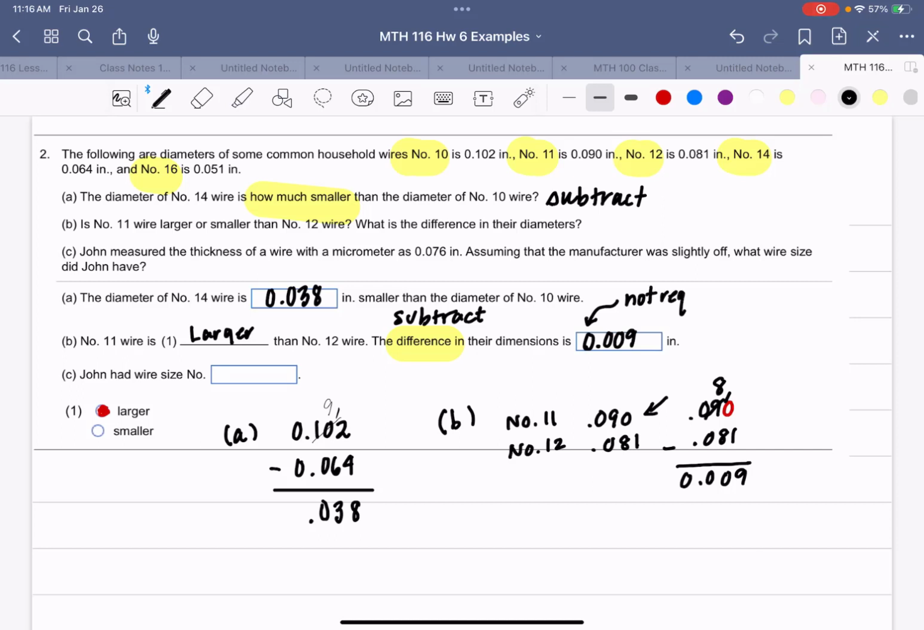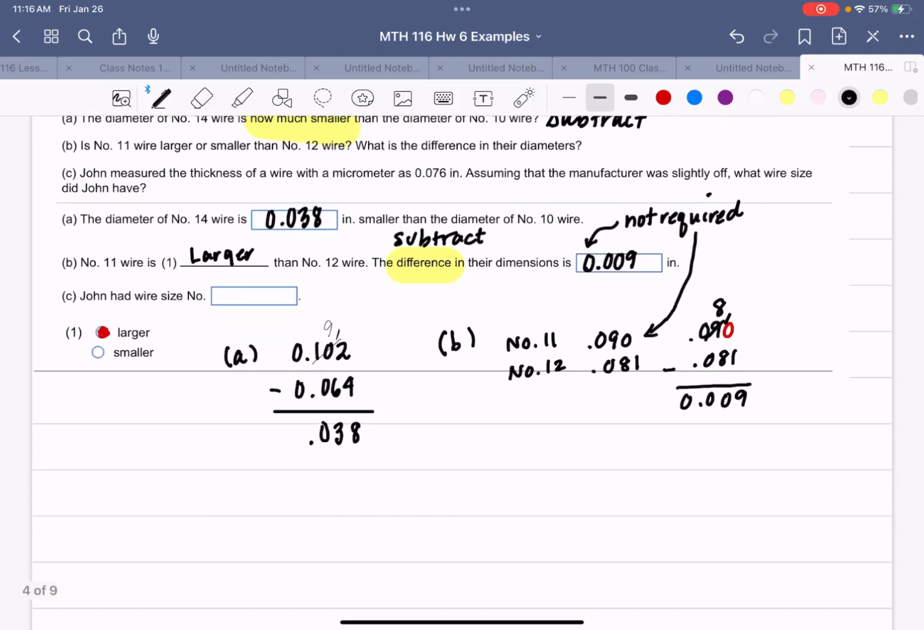Now this is technically not required. And if there was a 0 on the end, like this one, it's also not required. But it's a better format in both cases to have those zeros there. Part C. John measured the thickness of a wire with a micrometer as 0.076 inches.